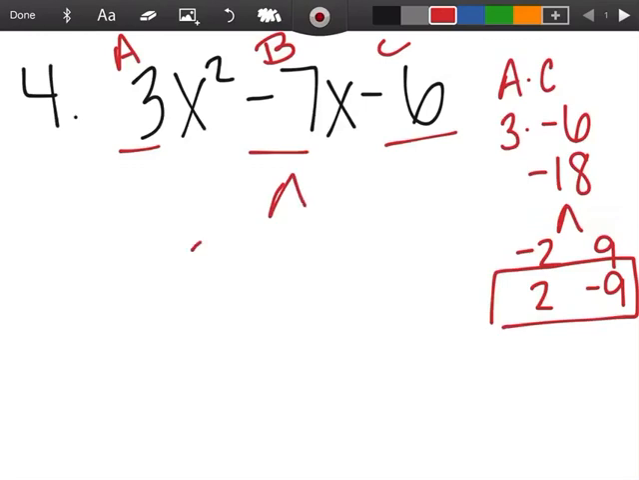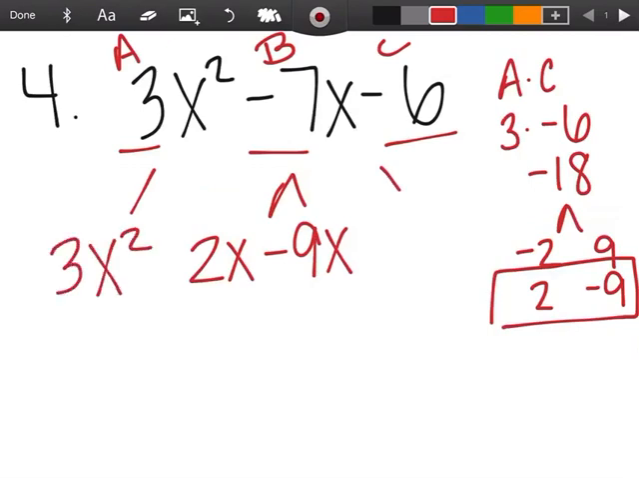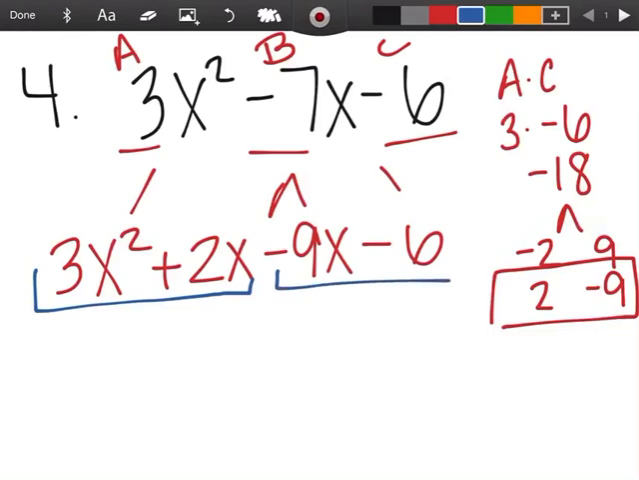So if I split this up into 2x minus 9x, I'm going to bring down the rest of the problem: 3x squared plus 2x minus 9x minus 6. And so then I'm going to factor by grouping. If I understood factoring by grouping, then this AC method, getting up to this point, is what's new. After that, it's totally factoring by grouping, which is why we went out of order, so that you know how to factor by grouping. So 3x squared and 2x just have an x in common.